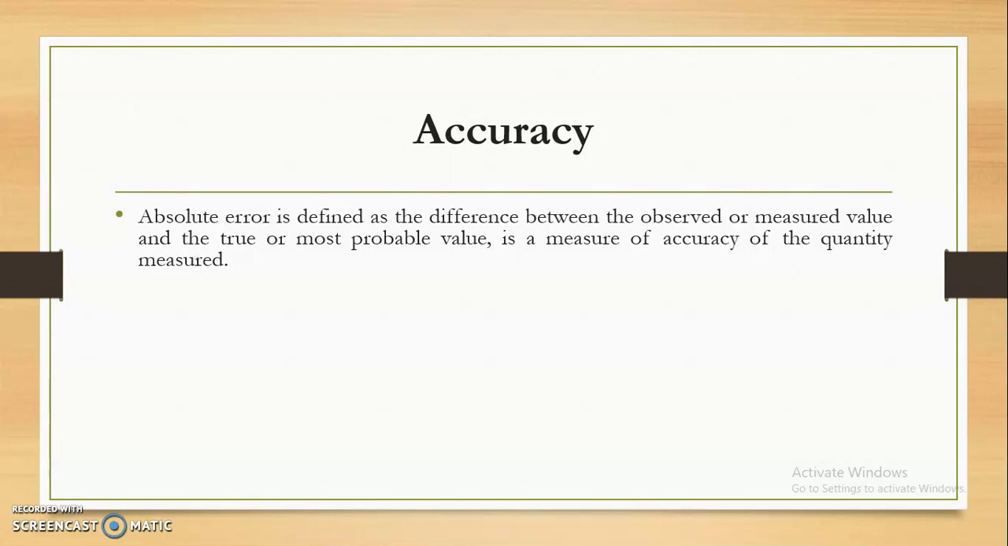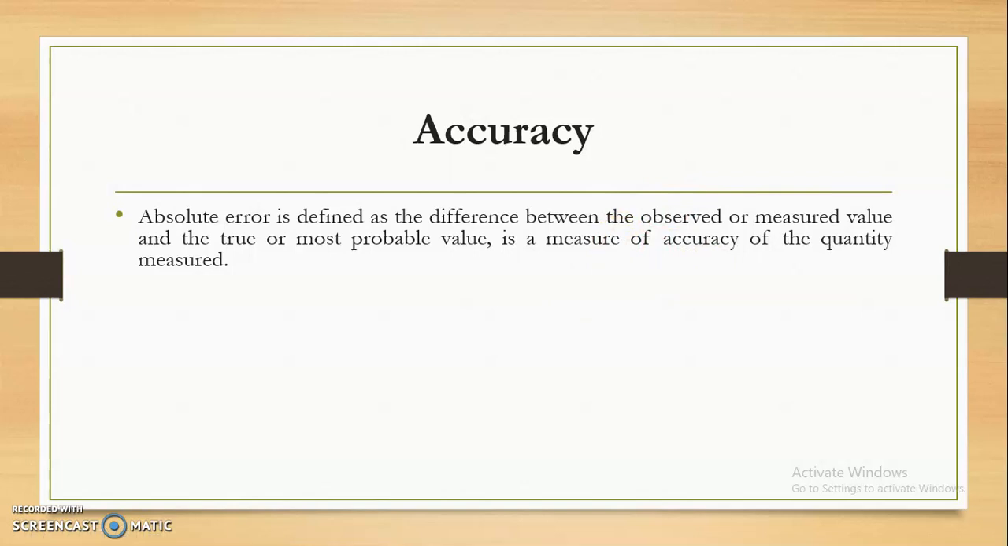Here in this case, the true value or most probable value is 10 and the observed or measured value is 10.1. So the difference, 10.1 minus 10, is nothing but the absolute error. By measuring the absolute error, we get a measure of the accuracy of the quantity to be measured, meaning how accurate the results are.